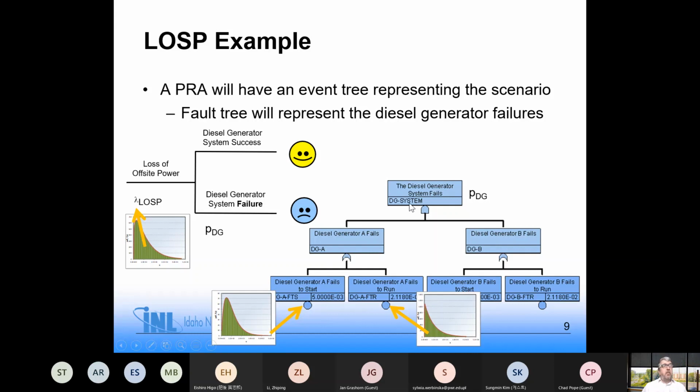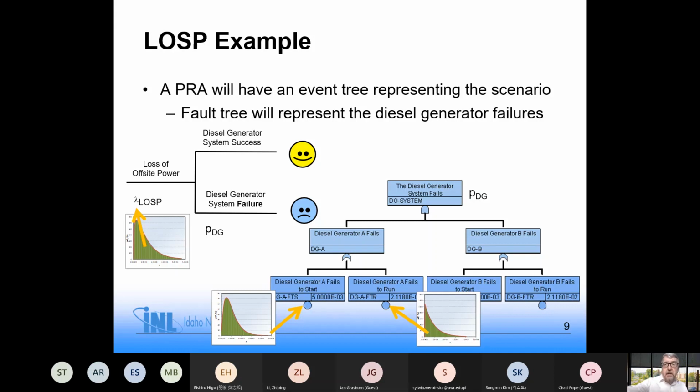And so I'm able to start putting this fault tree together with the event tree to get combinations of failures. So it'd be things like loss of offsite power, and diesel A fails to start, and diesel B fails to start. Or a combination would be loss of offsite power, diesel A fails to start, diesel B fails to run, and so on. So a simple model.